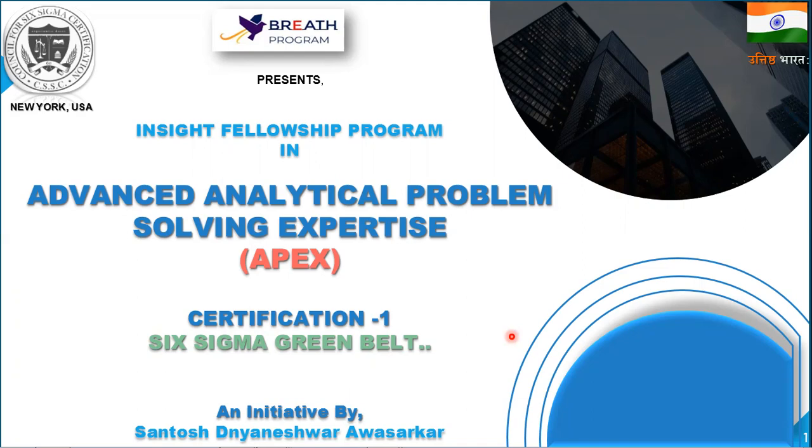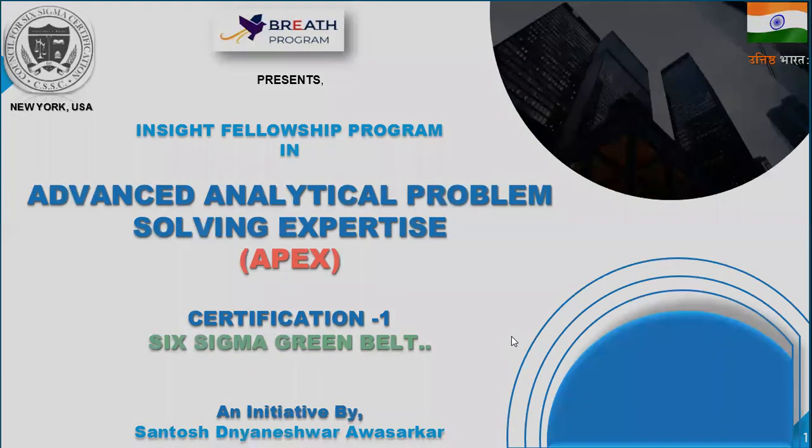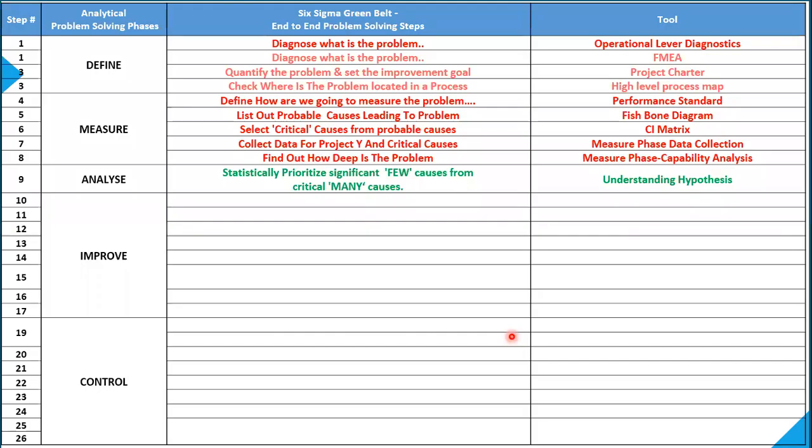Next slide, please. Right, so in the define phase, all we did is we diagnosed the problem and then we prioritized the problem. That is the first thing. Then once we prioritized the problem, we quantified the problem. That is the second thing. And then we set improvement goals for the given problem. That is the third thing. Then we documented the problem. Once we were done with that, we tried to find out where the given problem is actually located in the process. That is the fourth thing.